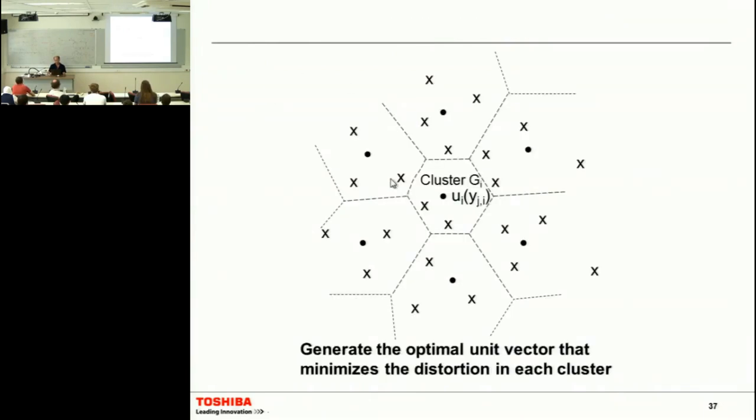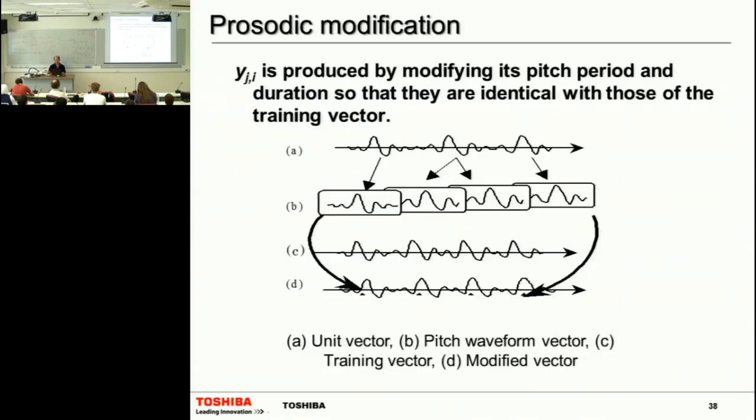Okay, now here we have training vectors shown by X, like this. And the normal clustering algorithm is doing like this. We calculate the centroid of the cluster. Then based on the distance between the vector and the centroid, we partition the data. But in this case, we partition this training data based on the distance between the vector and the synthesized vector using U. This is different from the traditional partitioning algorithm. And the prosodic modification is done by this. Okay, I already explained, so I skip this one.